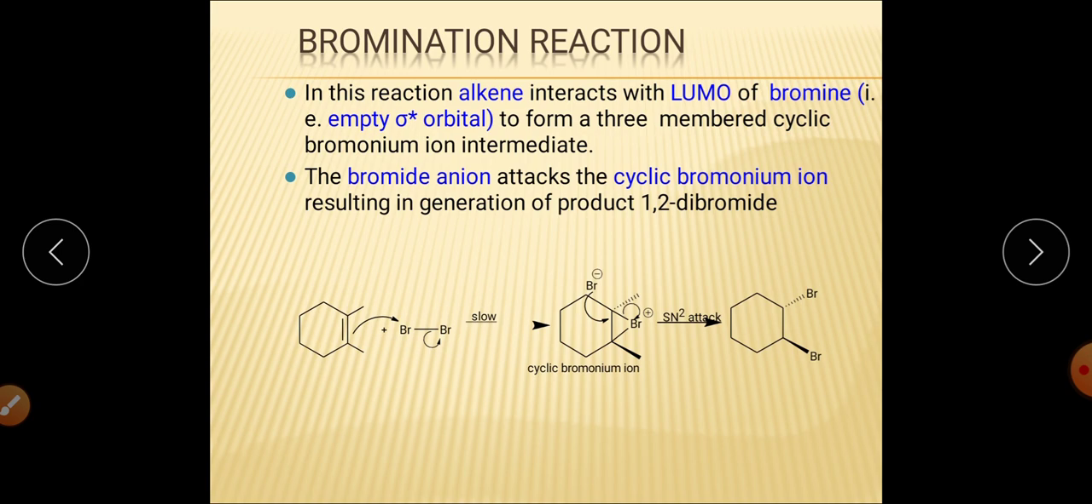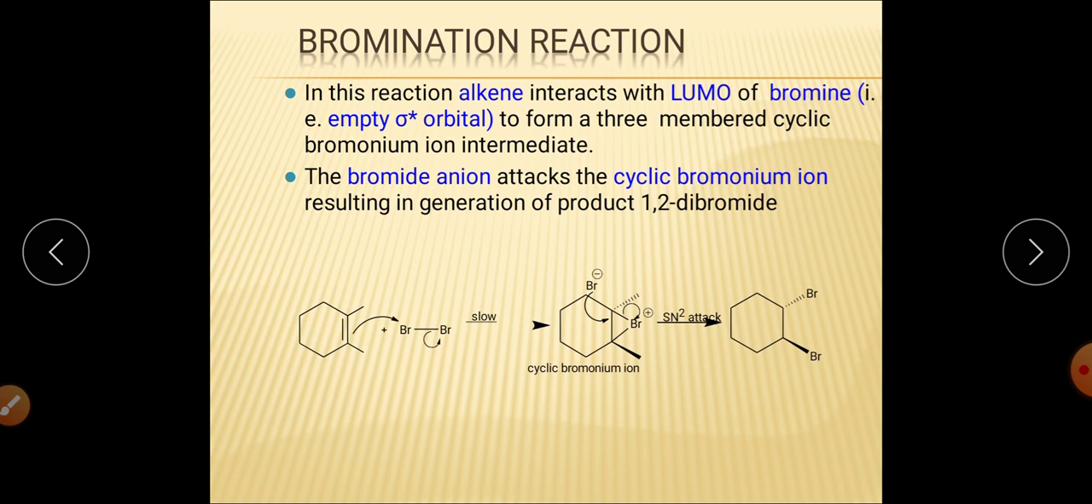As I have already told you, bromination and chlorination both can be done. But in this particular reaction, bromination is the most prominent reaction that can happen with a carbon-carbon double bond, followed by iodination, then chlorination, and the least favored reaction is fluorination.